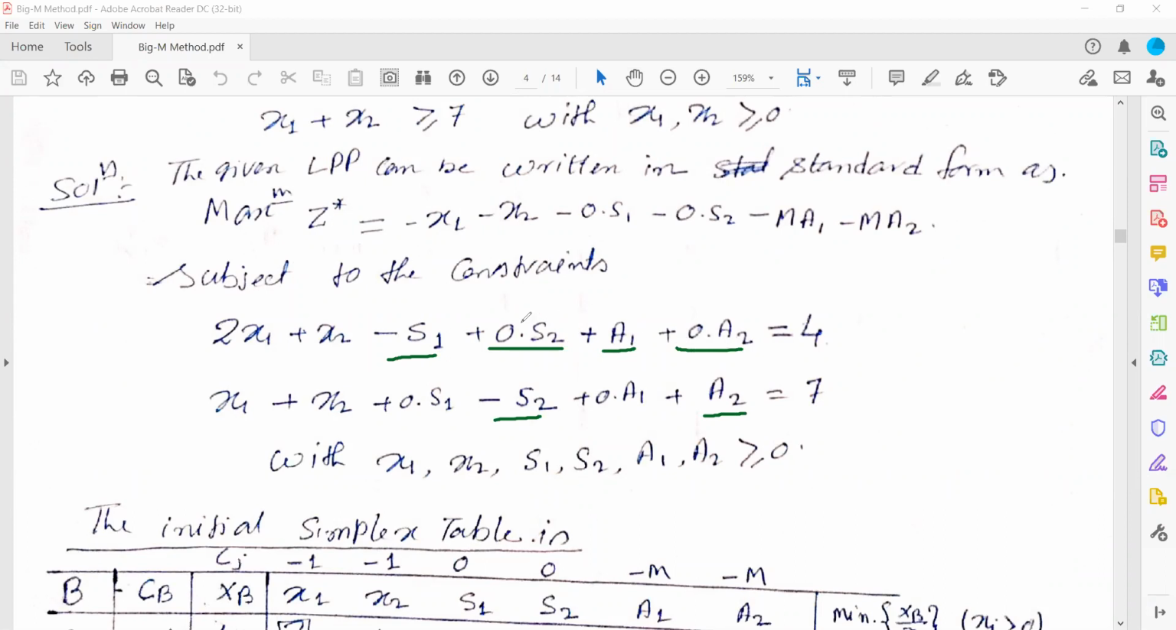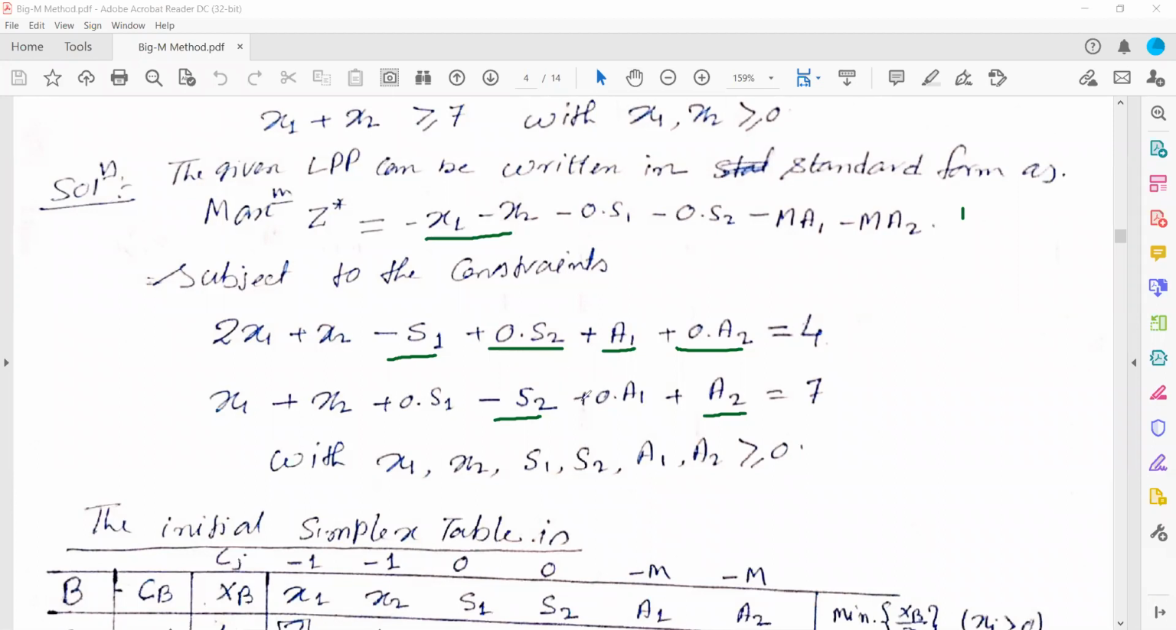So just to form it in a proper way, there is no s2 and a2 in the first equation. So s2 and a2 I have written with their coefficient as 0. And similarly in the second equation, there is no s1 and a1, so I have written s1 and a1 with their coefficient as 0. And next, max z star minus x1 minus x2.